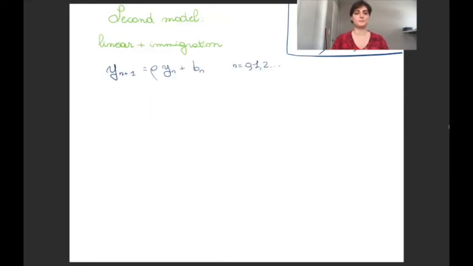Let's go for a more complex model. It's still a linear model, but in this case, we have, on top of the linear coefficient, also a term that is immigration. If it's negative, it's emigration, but we don't really care about that. So we have that y_{n+1} is equal to rho, that is our coefficient of population growth or decrease, multiplied by y_n, plus a coefficient b_n. Again, for n going from 0, 1, 2, onwards.